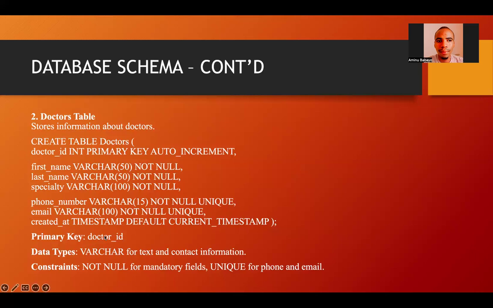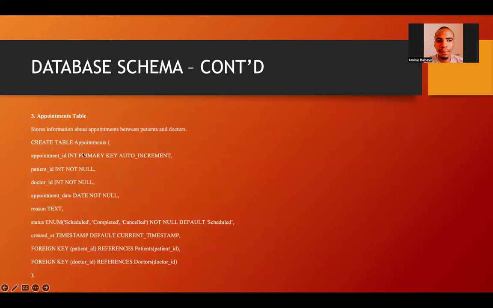Here we have a primary key of doctor ID and data types of variable character for text and contact information. As you can see, the phone number is a variable character, the email is a variable character, and the constraints are not null for mandatory fields and unique for phone and email. That means when an email or phone number is added, a duplicate value is not going to be added again.